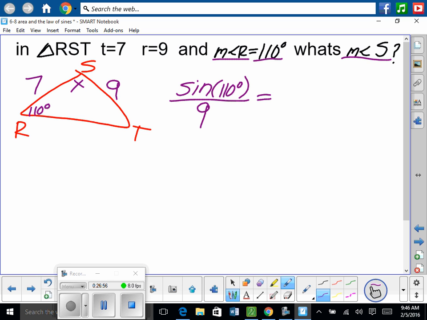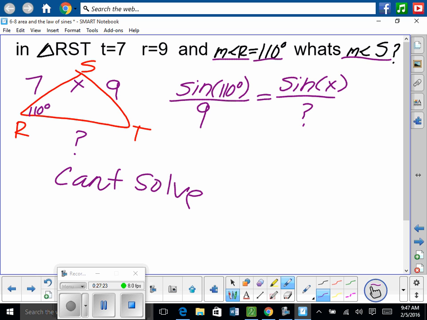Did I write that wrong? Oh, this is a good one to do. Okay, let's see. So we don't know this side, right? So we would have sine of x over question mark. Can we solve this one using the law of sines? Nope. We don't have enough information. So we would say, can't solve. Because can we even find this angle? No, because we have no idea what this is, right? So this one we can't solve using the law of sines.